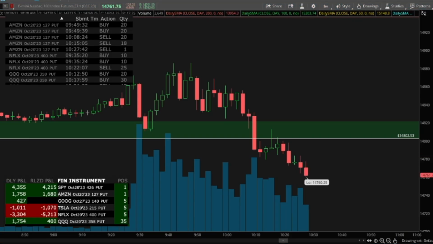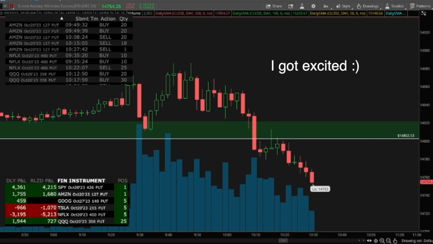Yep. All right, taking some more off, up 25% there. I'm up nicely. Look at that QQQ trade, man. It just does not get any more beautiful than that. Beautiful. 14.8 break and retest. That is gorgeous.